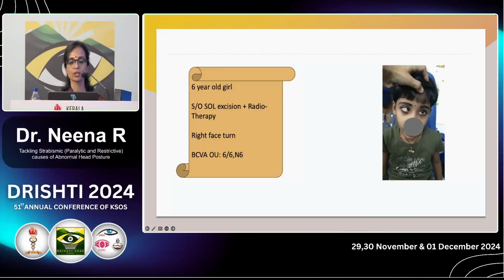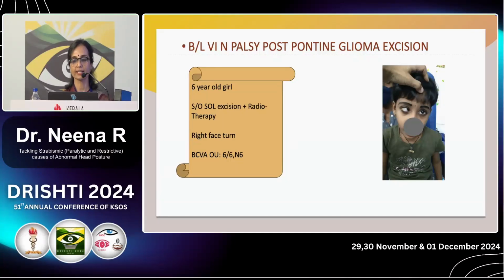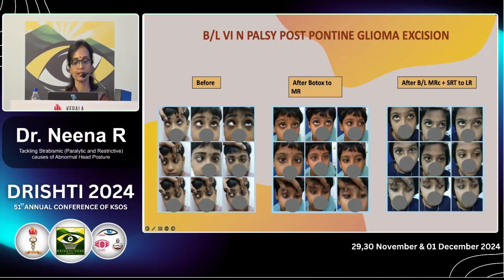So this 6-year-old girl came to us after an excision for pontine glioma and radiotherapy. So this is a corrected head posture. She has a very large right face turn and a large right esotropia. You can see both eyes, the abduction is limited. So this is after we gave Botox to the medial rectus. You can see improvement in her ESO. And finally, after bilateral medial rectus recession and an SRT to the lateral rectus, she's much better, head posture is better, though the abduction is not complete.